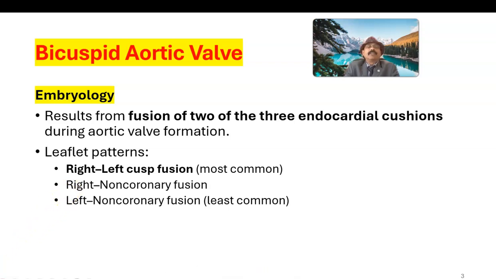What is the embryology? It results from fusion of two of the three endocardial cushions during aortic valve formation. Leaflet pattern: right-left cusp fusion is most common, then right non-coronary fusion, and left non-coronary fusion. This is the least common.